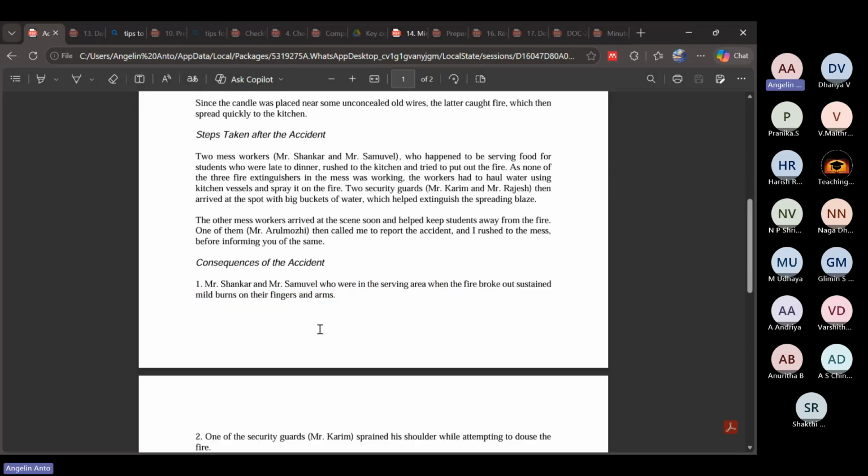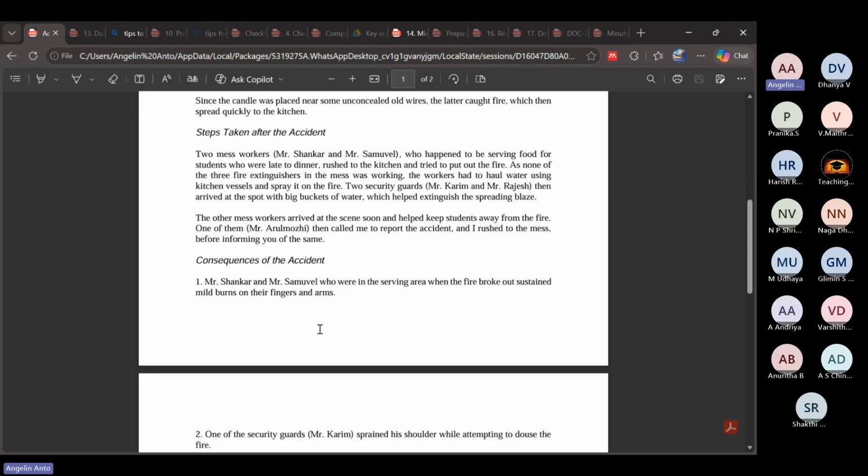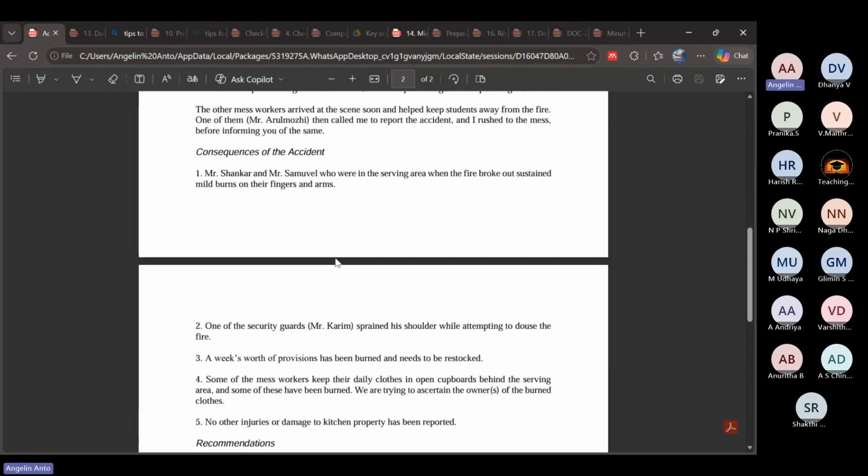So yeah. And then next would be the consequence of the action. So what happened after it? Steps taken after is immediately after, but we're talking about maybe a week or an overall scheme of things. This you should write in points.